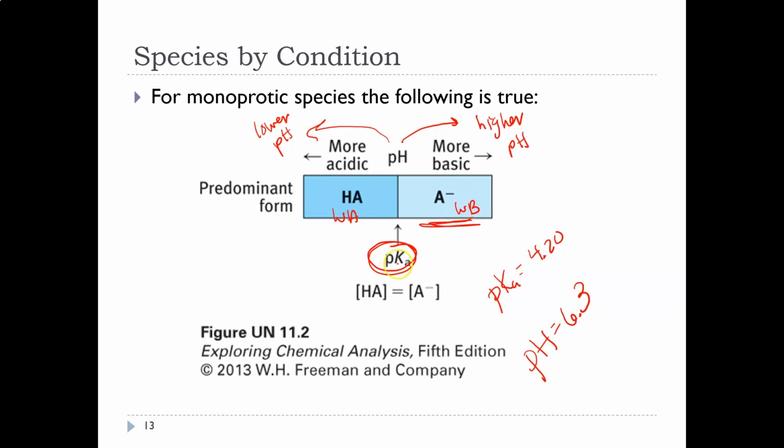Well, if the pKa value is 4.20, 6.3 is more basic than that. So there is more A minus at that point, the base version. There is more of that. That's how we'd handle it for a monoprotic acid.